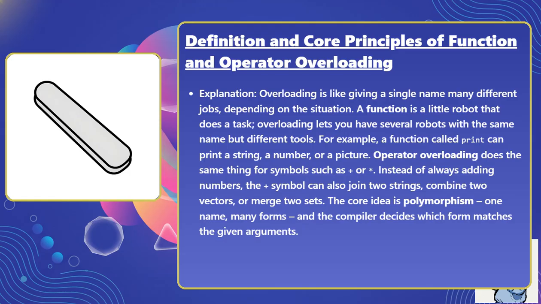Operator overloading does the same thing for symbols such as plus or asterisk. Instead of always adding numbers, the plus symbol can also join two strings, combine two vectors, or merge two sets. The core idea is polymorphism, one name many forms, and the compiler decides which form matches the given arguments.